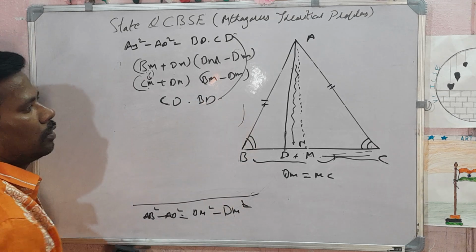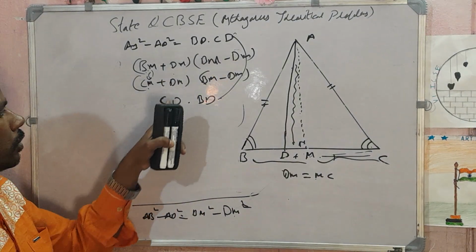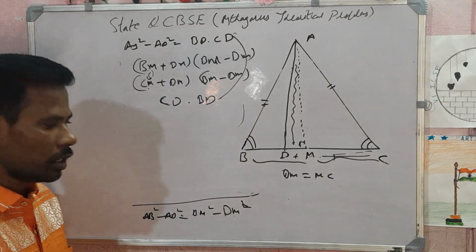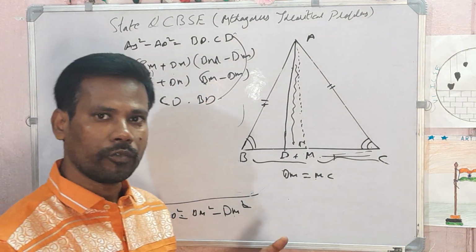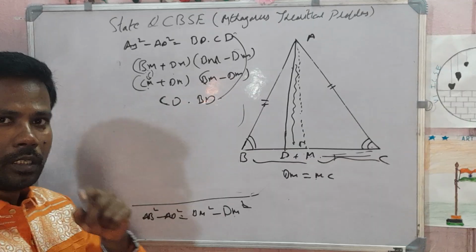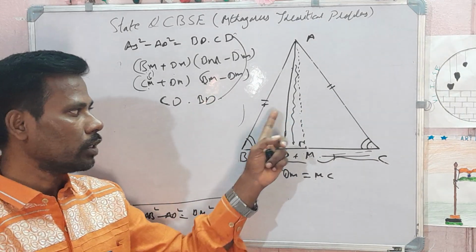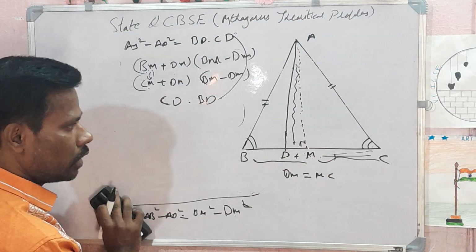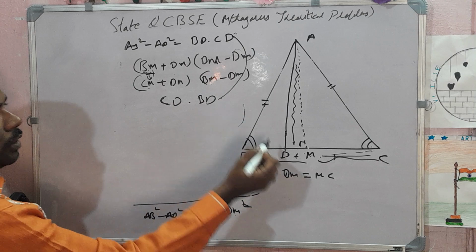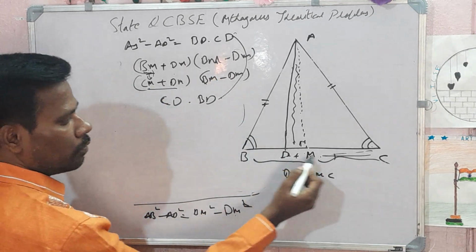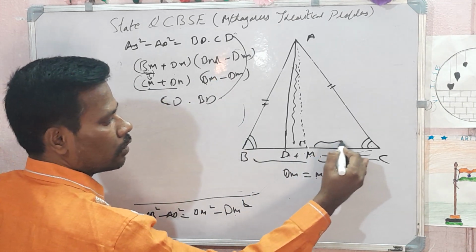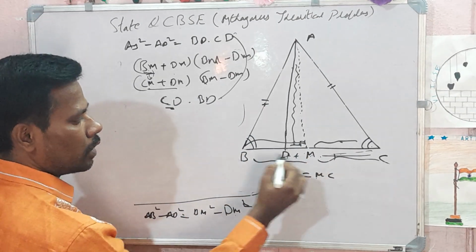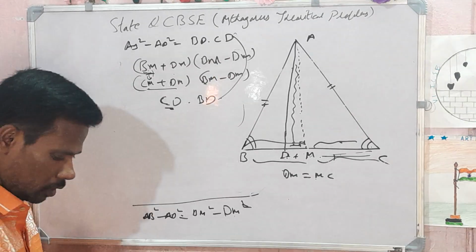We have come to the conclusion that AB square minus AD square is equal to CD dot BD. Hence the theorem, hence the problem. Very simple, it's interesting. The only thing is you have to prove that these two triangles are congruent by RHS property. Write down: BM is nothing but CM. Therefore, CM plus DM, this length plus this length, is nothing but CD. Next, this complete length minus this length is BD. That's it, there ends the problem. Next one.